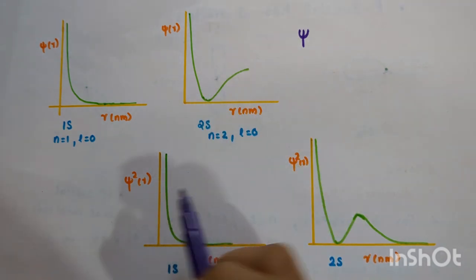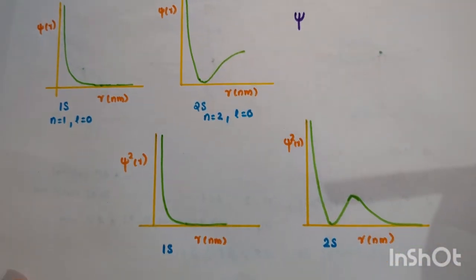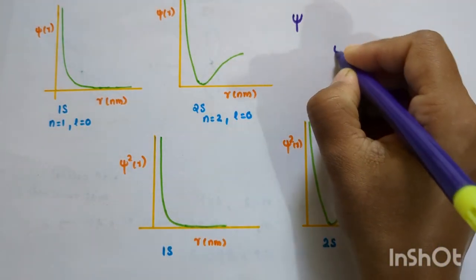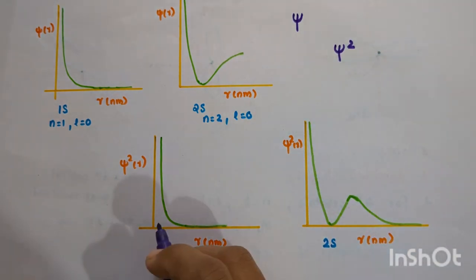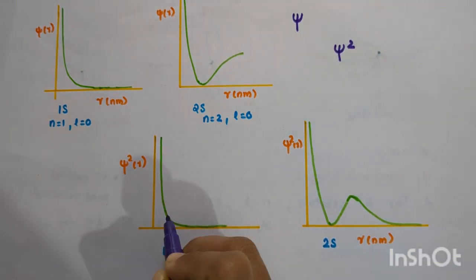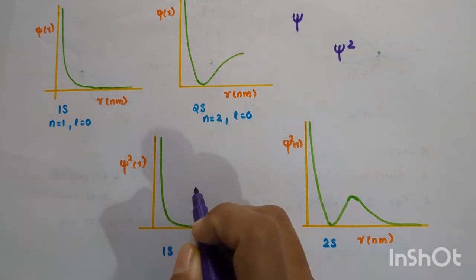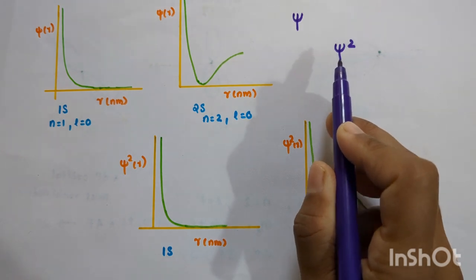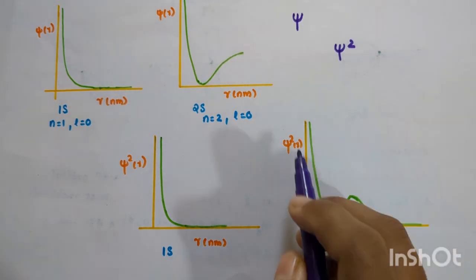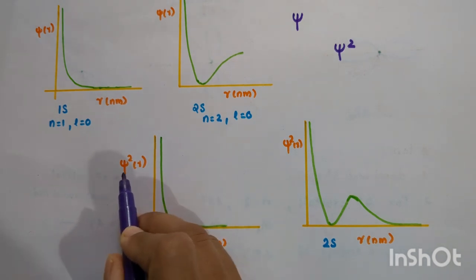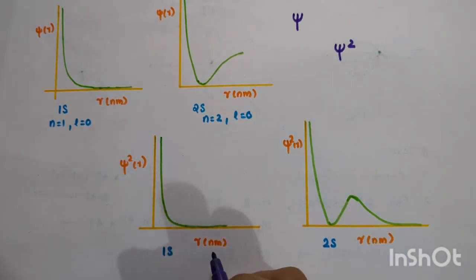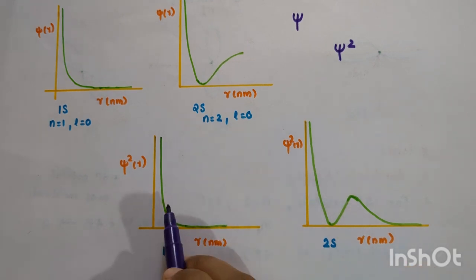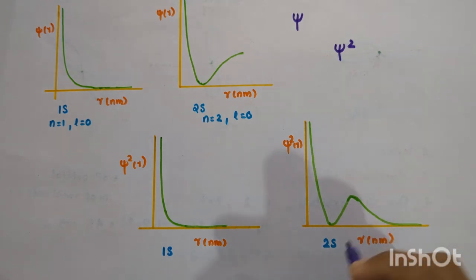Now, according to Max Born, a German physicist, the square of the wave function, that is psi square, at a point gives the probability density of the electron at that point. You see, the variation of psi square as a function of r in nanometers for 1s and 2s orbitals is given here. The wave functions for 1s and 2s orbitals are different.